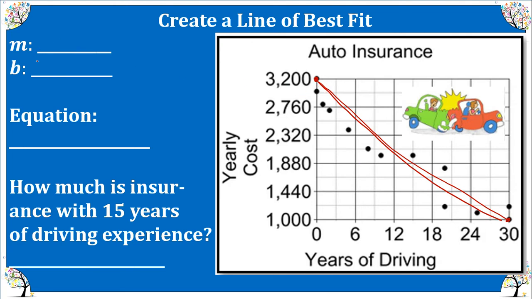So for me, my starting point is $3,200. That's your y-intercept. And then I'm going to find the slope. So I'm just going to locate 2 points, one here and one here. And so this point is (0, 3,200). And then I have another ordered pair, and this is going to be (30, 1,000).